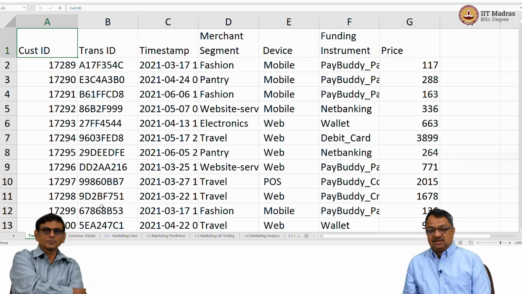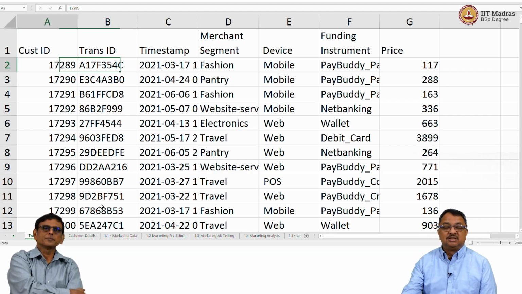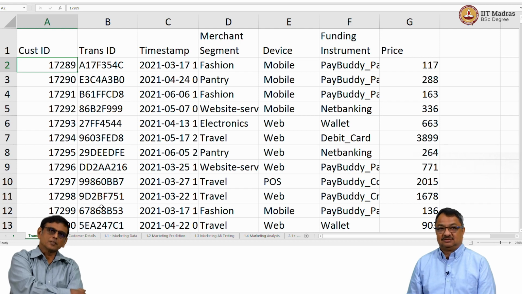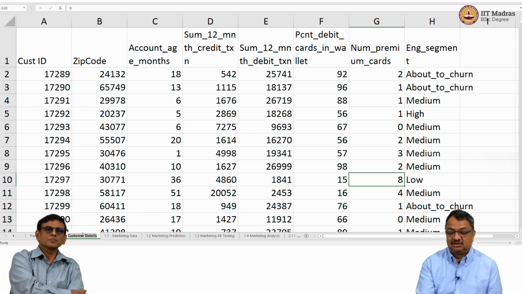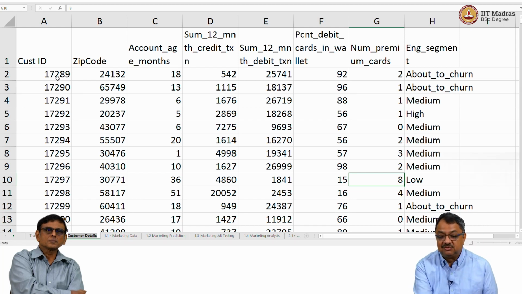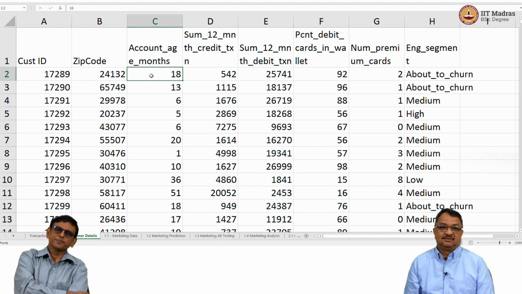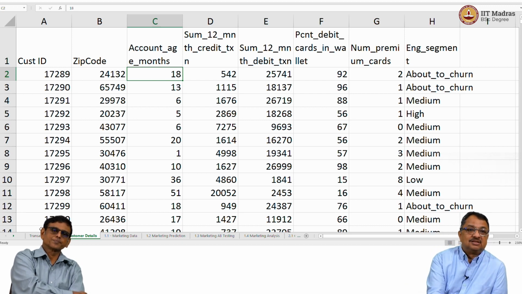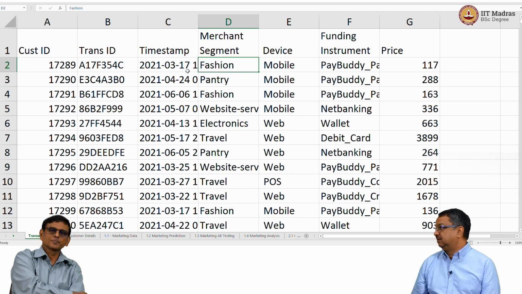Each transaction has a unique transaction ID. It tells us who is the customer who made this transaction. And this 17 to 89, if you go here, is the person who has made this transaction. This is our friend who has been with us for 18 months, but it's largely a debit card. Debit card guy. So what did our friend buy? He bought some fashion item.